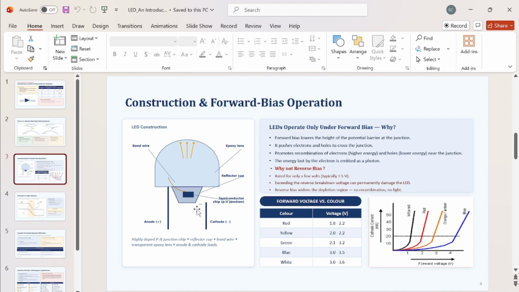Now this diagram shows the construction of the light emitting diode. A dome shaped diode is constructed so as to reduce the reabsorption of emitted photons inside the device. The heavily doped semiconductor PN junction is lying here. The two electrodes of the device are the anode and the cathode, and some other components are also shown here. Now, why do LEDs operate only under forward bias?